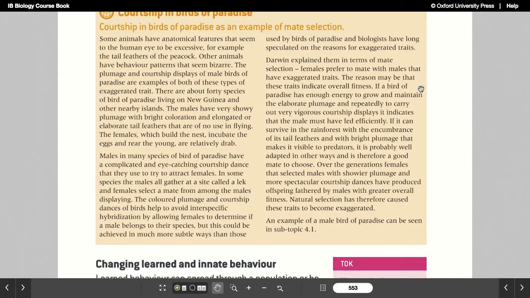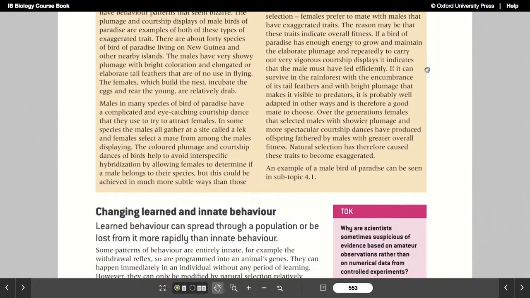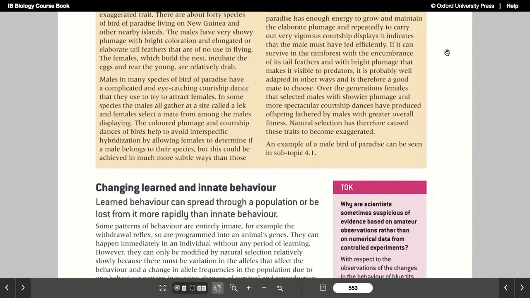And then Darwin's explaining that it helps with mate selection. So females prefer mates that have exaggerated traits, so then every generation the birds of paradise get more and more exaggerated looking. And if a bird has to use enough energy to grow a plumage that looks elaborate enough and have these very vigorous courtship displays, then he must have been fed efficiently.